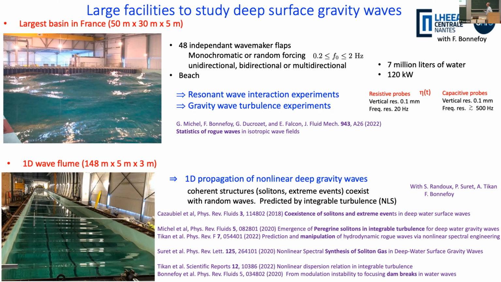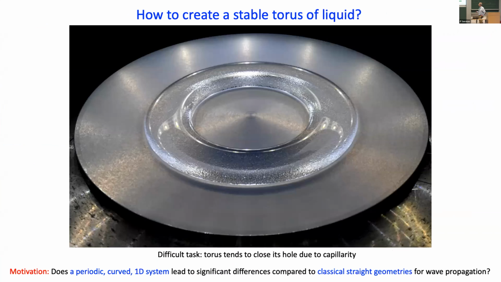Okay, so let us return to the torus of liquid. The main motivation is to ask whether a periodic, curved, 1D system leads to significant differences compared to the classical straight geometry for wave propagation. But it is a difficult task to generate this structure, because the torus tends to close its hole by capillarity in order to minimize the free surface. So how to create a stable torus of liquid?